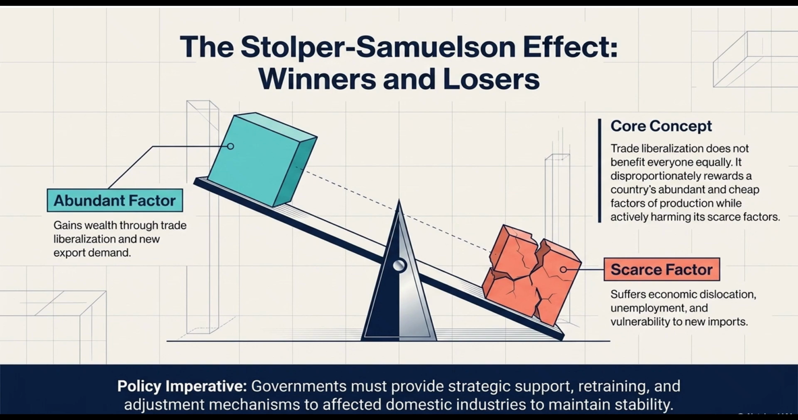So governments therefore need adjustment policies such as retraining programs, unemployment support, education, and regional development initiatives. Successful integration depends not only on economic efficiency but also on managing its social consequences. Okay, that is the abundant factor and the scarce factor.